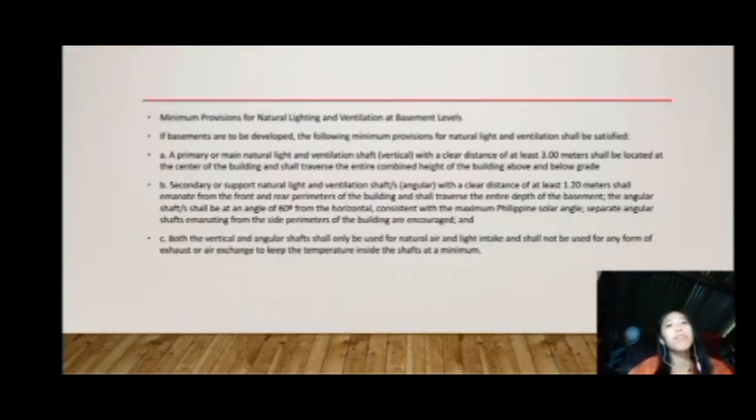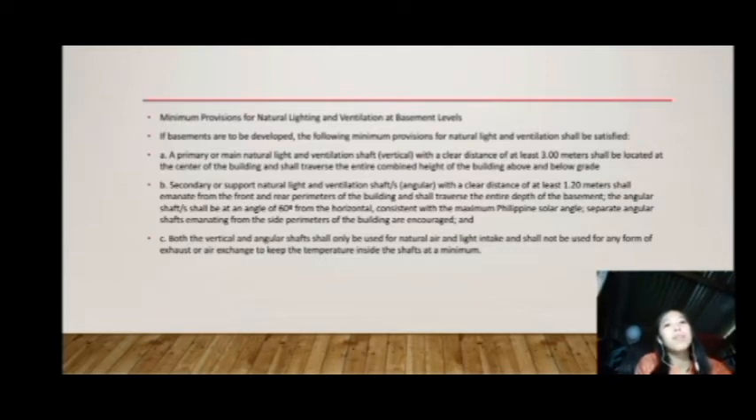Minimum provisions for natural lighting and ventilation of basement levels. If basements are to be developed, the following minimum provisions for natural light and ventilation shall be satisfied. A. A primary or main natural light and ventilation shaft with a clear distance of at least 3 meters shall be located at the center of the building and shall traverse the entire combined height of the building above and below grade.